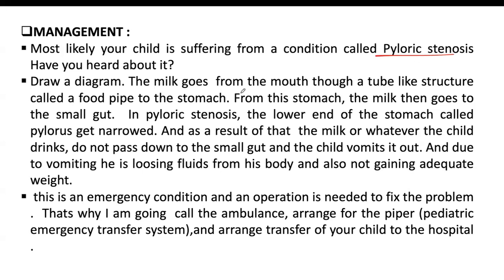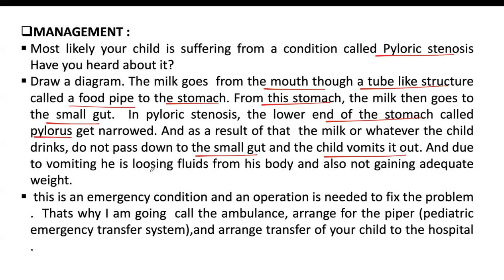The milk that you give to your baby goes from the mouth through a tube-like structure called the food pipe to his stomach. From the stomach, the milk then goes to the bowel or small gut. In pyloric stenosis, the lower end of the stomach, called the pylorus, gets quite narrowed. As a result, milk cannot pass down to the small gut, so it starts to accumulate in the stomach and the child starts to vomit it out.